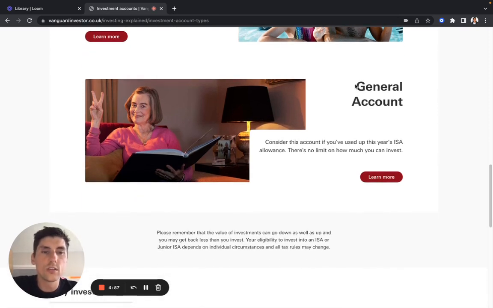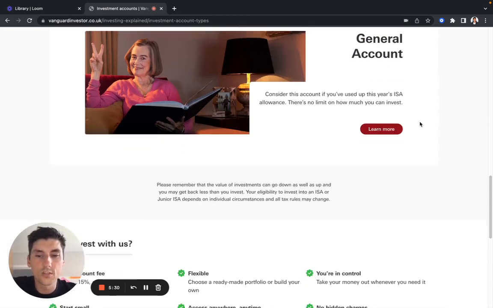So this is generally used once you've maxed out all the available tax efficient methods of investing. So maybe you've already maximized your £20,000 stocks and shares ISA allowance, and if you have children, you might have already maximized their annual allowance. And so this is just another type of account that you can contribute money to, and invest, separate to those other accounts that I've previously mentioned.